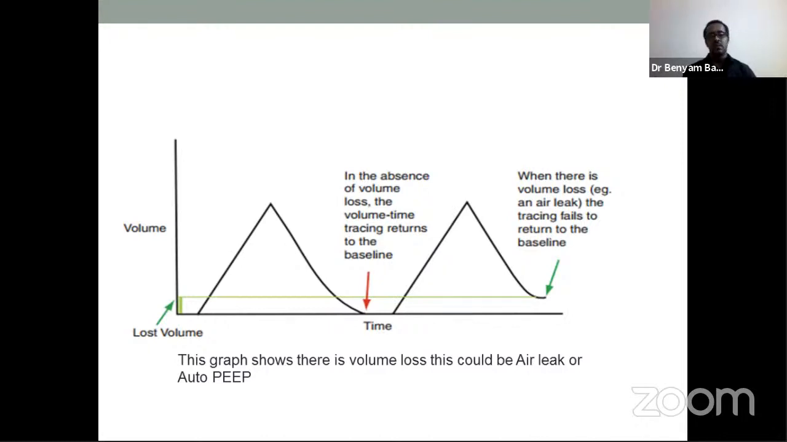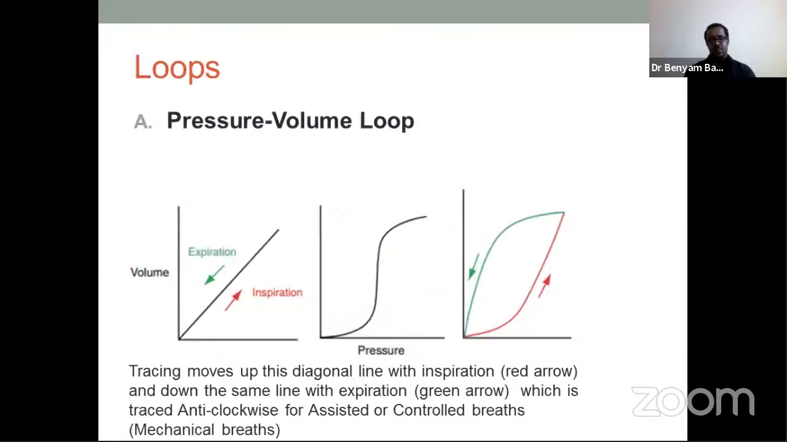Same thing on volume control ventilation. We can see the inspiratory and expiratory time, the tidal volume, and the auto PEEP, or if there is any leak, will be visible on this graph. So this is about the scala. The next part I will be discussing will be the loops. As we said, loops are graphic representations that could be a pressure volume loop or a flow volume loop.